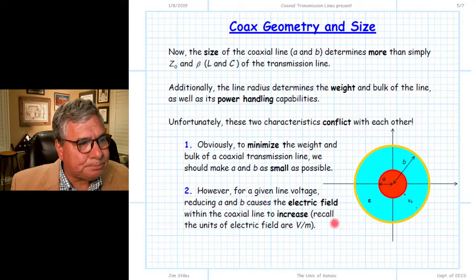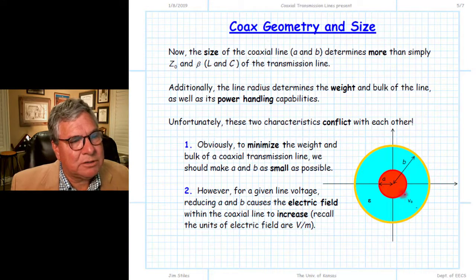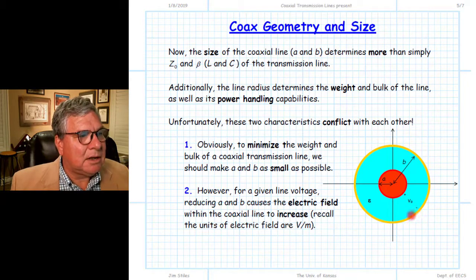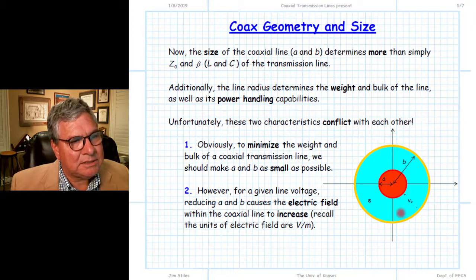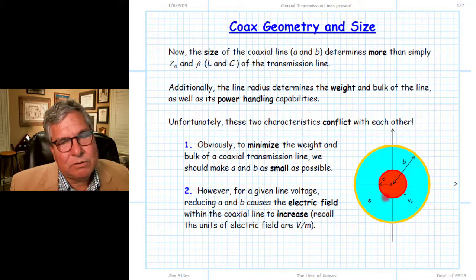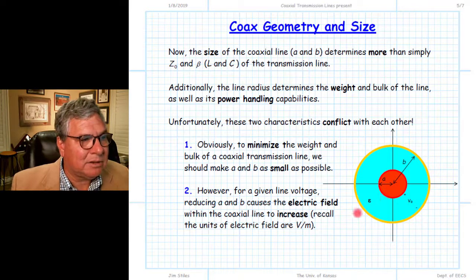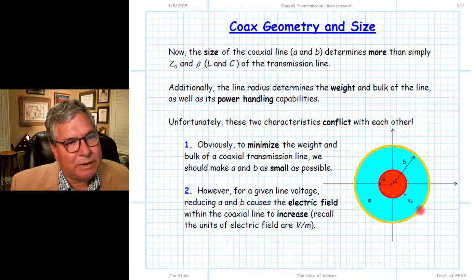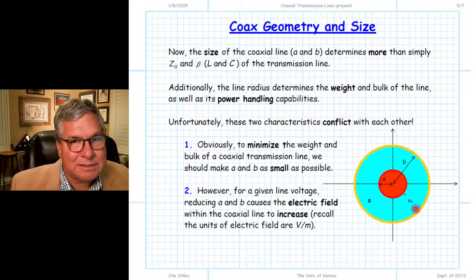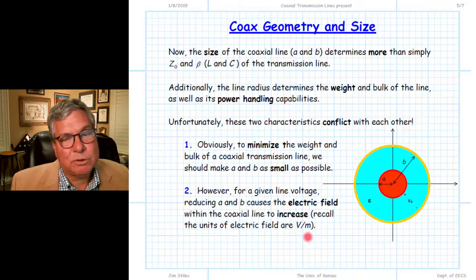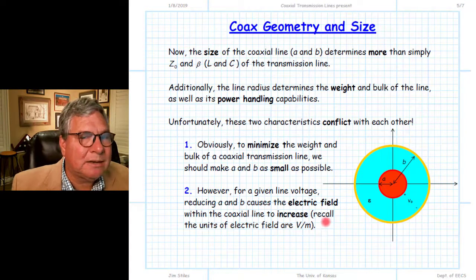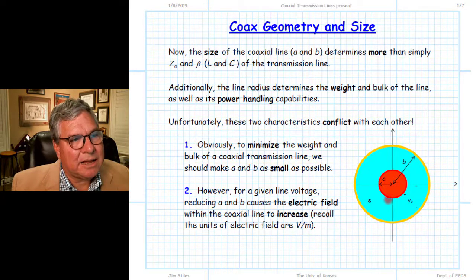So for example, for a given line voltage, let's say between the two conductors, we find that reducing the radii, reducing the distances between these two conductors, causes the electric field between these two conductors to increase. Why is that? Well, electric field, remember, is volts per meter. And so for a given voltage, as we reduce the distance between them, we reduce the distance in meters, the electric field in volts per meter will increase. The electric field will get more intense inside of this coaxial line. So what problems might that cause?